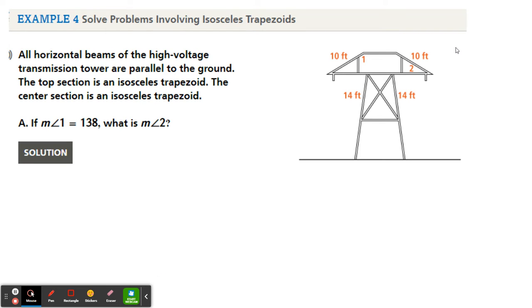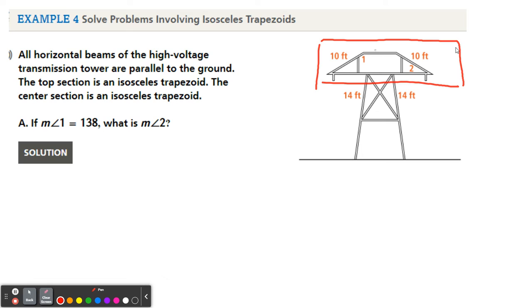So example 4, it says all horizontal beams of the high voltage transmission tower are parallel. All horizontals, okay? The top section isosceles trapezoid, the center section isosceles trapezoid. If the measure of angle 1 is 138, what is the measure of angle 2? So the top section is an isosceles trapezoid, right? So we know that this top and bottom base are parallel. Now this angle here is 138.